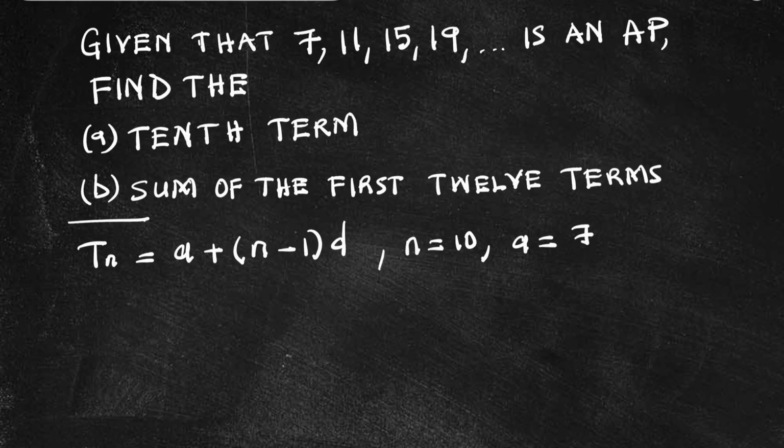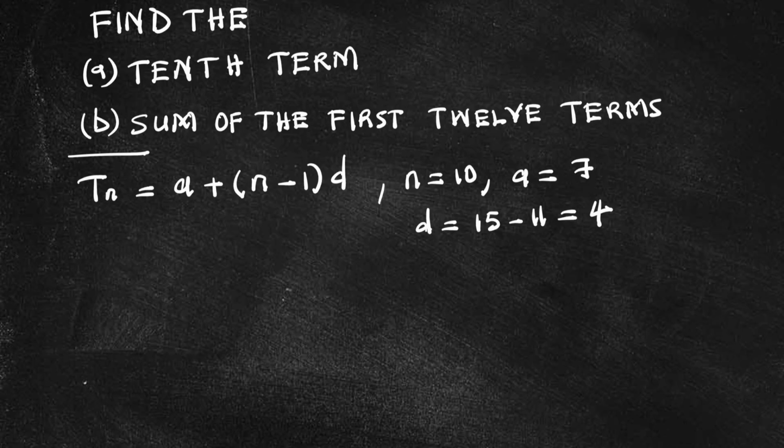What about d? We know that d is the common difference. So we can just do 15 minus 11, because this is an AP, so the difference must be the same. So 11 minus 7 is just 4. Let us go ahead, fast forward, guys.